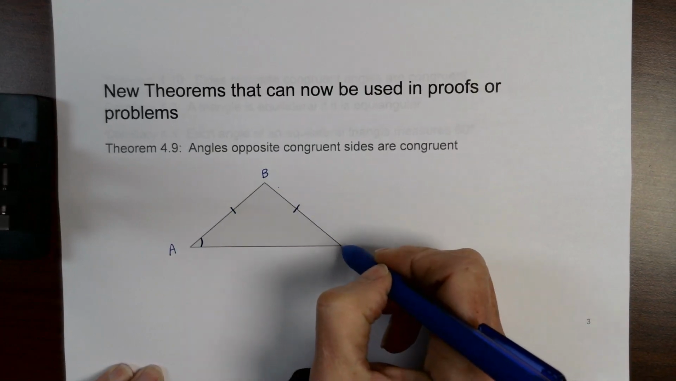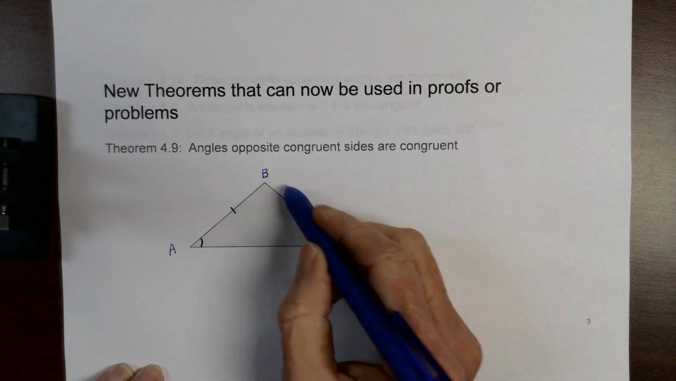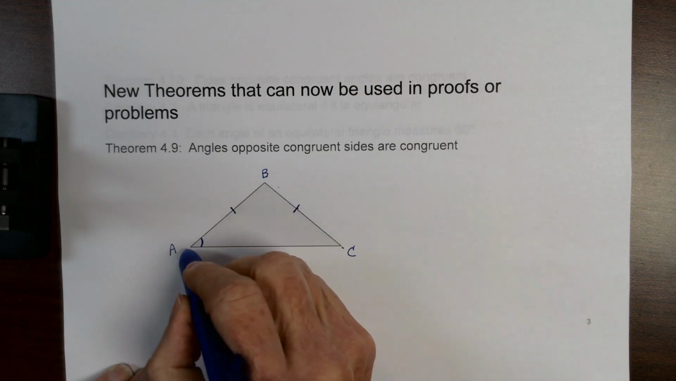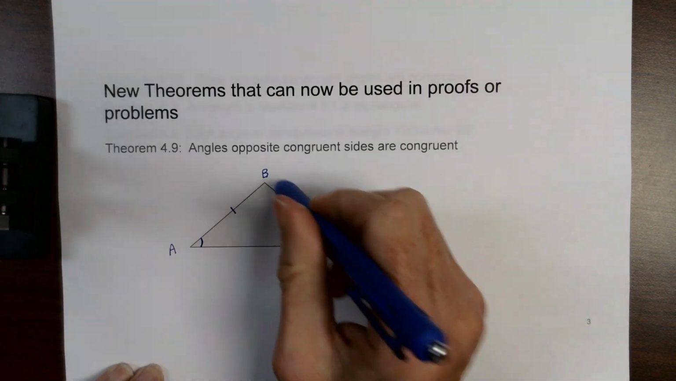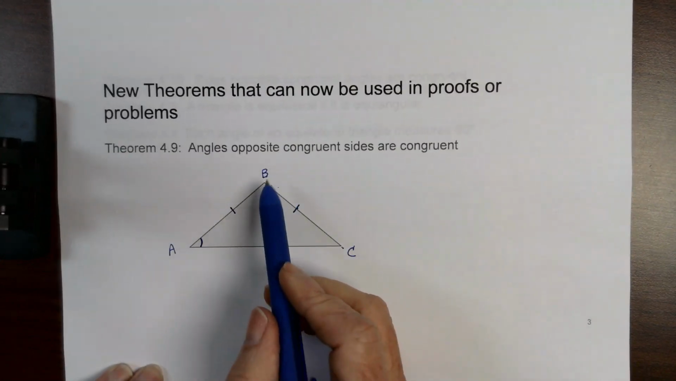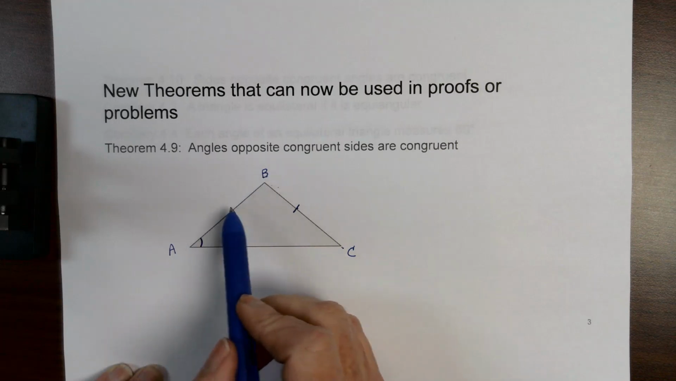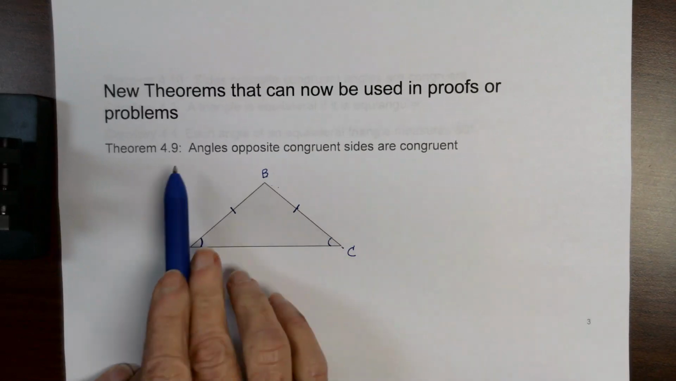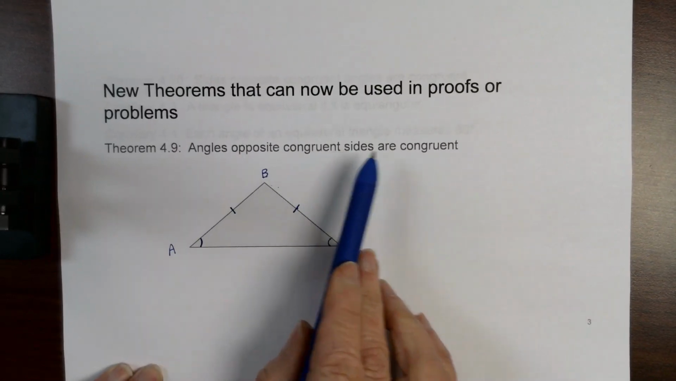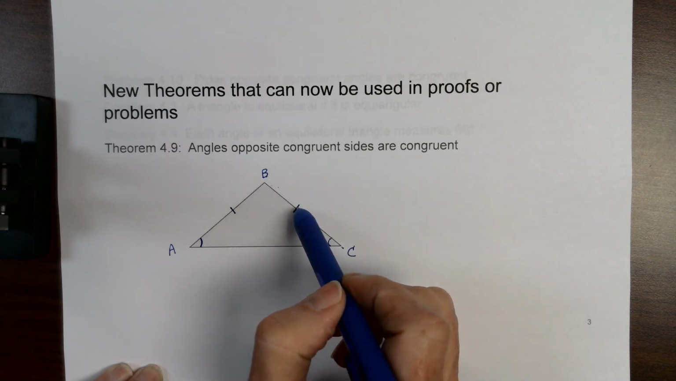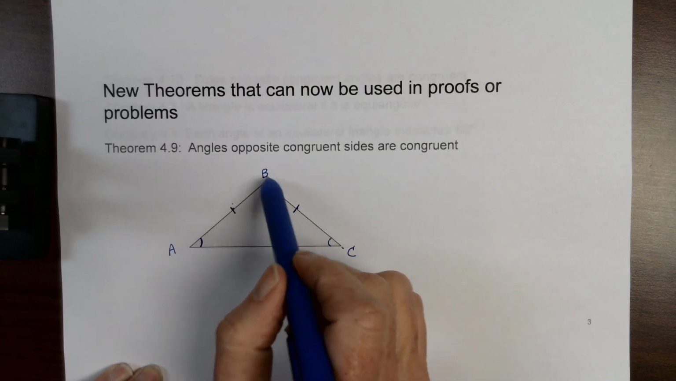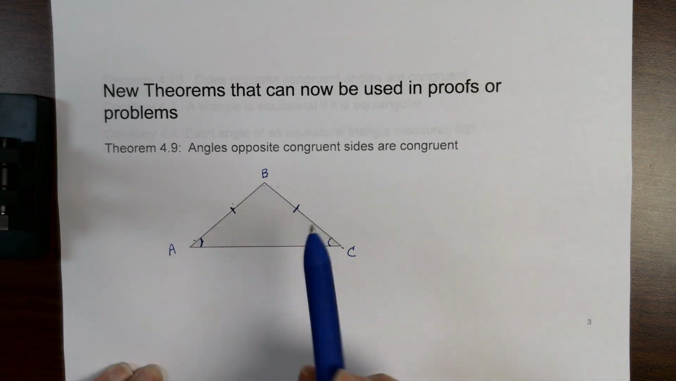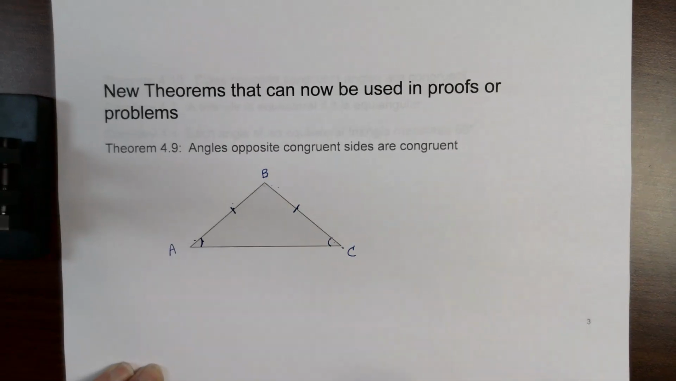If I stood on this side, I couldn't touch angle A. The one angle that I could not touch standing on this side is angle A. So that is the angle that is opposite BC. The angle that's opposite AB, the one across from it, is angle C. So based on this theorem, angles opposite congruent sides are congruent. This side is congruent to that side, so this angle is opposite that side, and that angle is opposite that side, so those two angles are congruent to each other.